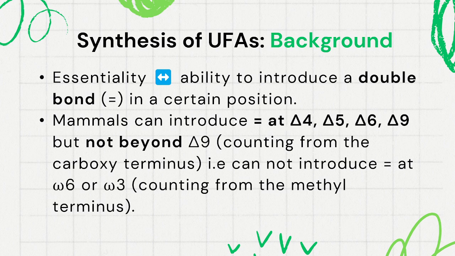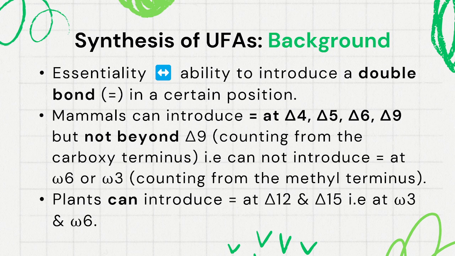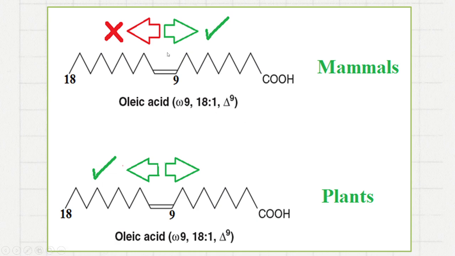Essentiality corresponds to the ability to introduce a double bond in a specified position in the fatty acid. Mammals in general can make double bonds at delta 4, delta 5, 6, and 9, but they cannot introduce a double bond beyond delta 9. So anywhere between the carboxy terminus and the 9th carbon atom, mammals, including humans, can introduce a double bond, but beyond that they cannot.